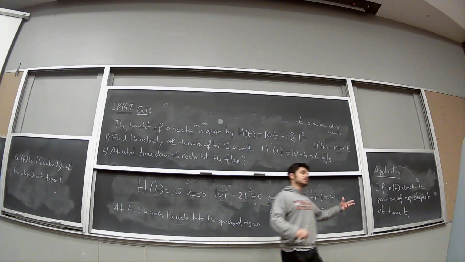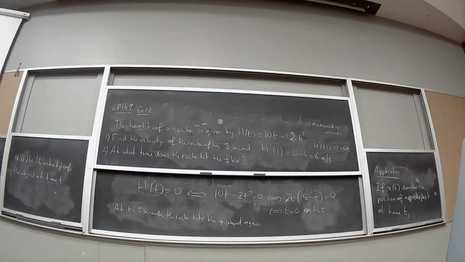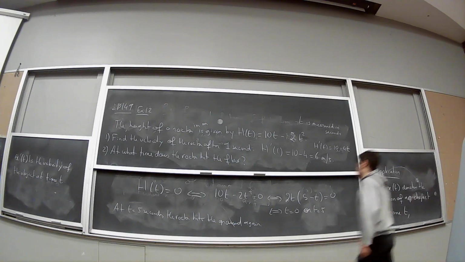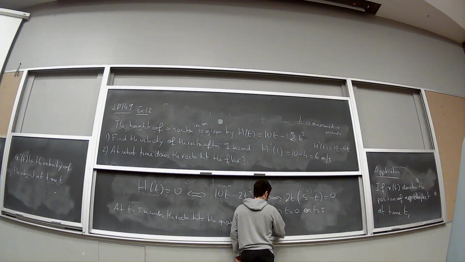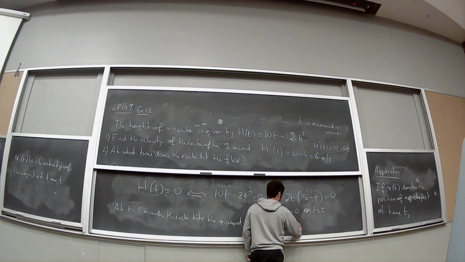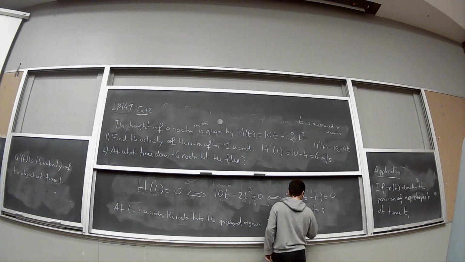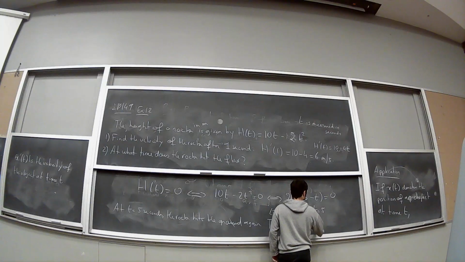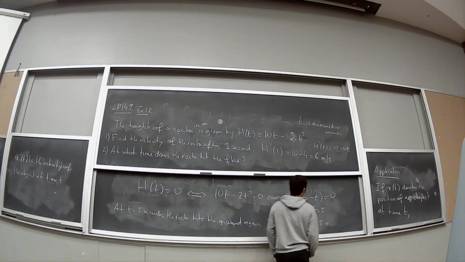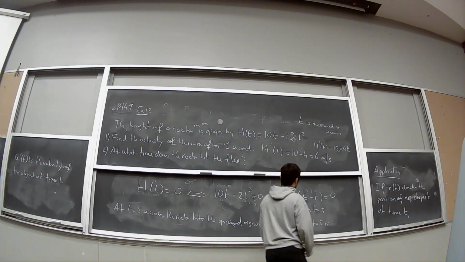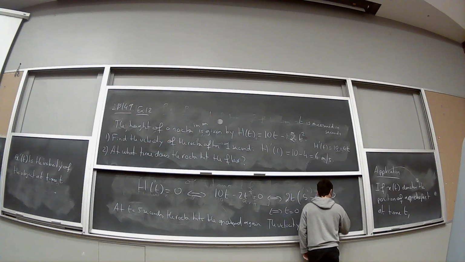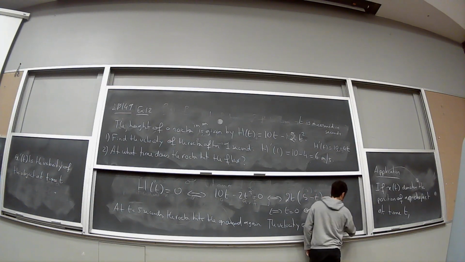Now, what's its velocity when it hits the ground again? What do I have to find? If I ask you for the velocity when it hits the ground again, what should I be looking at? Yeah? h prime of 5. Exactly. The velocity at t equals 5 is, what is it? It's h prime of 5, which is minus 10 meters per second, right?